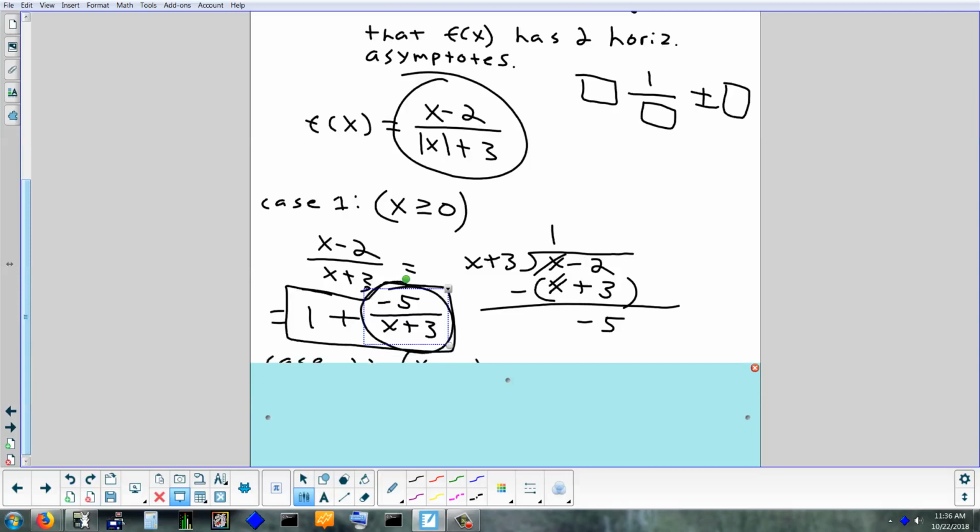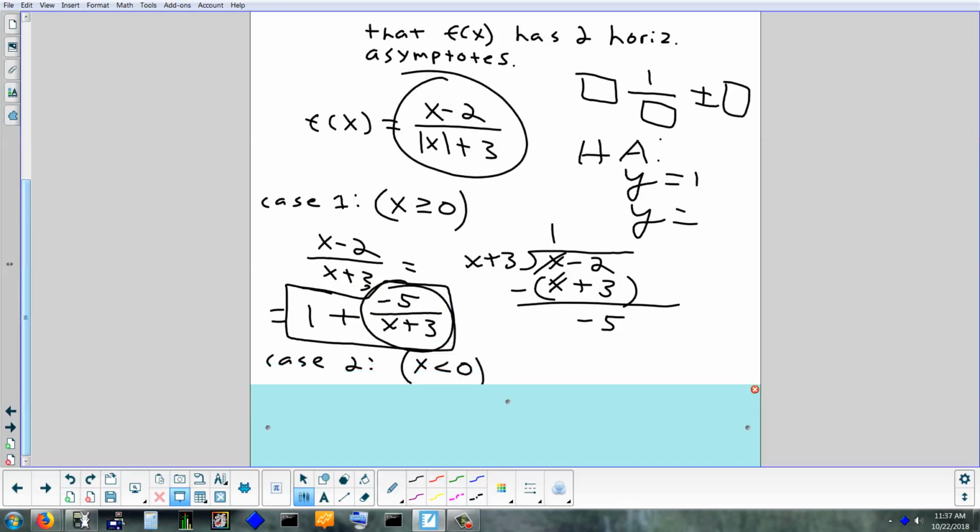So we get a horizontal asymptote of y equals 1. Now, let me put it over here. So the horizontal asymptote, y equals 1. And we get one other one. So now we have to look at the case when x is less than 0.